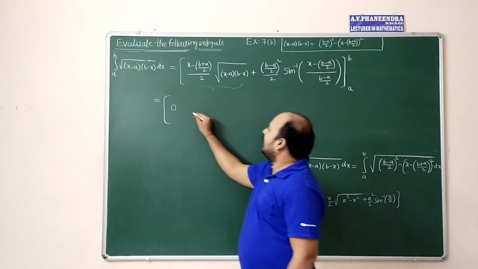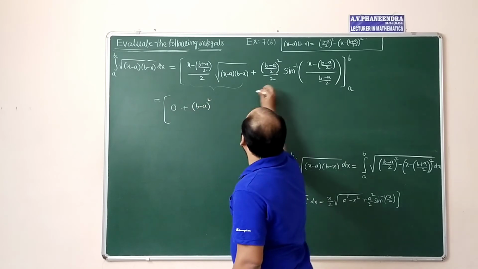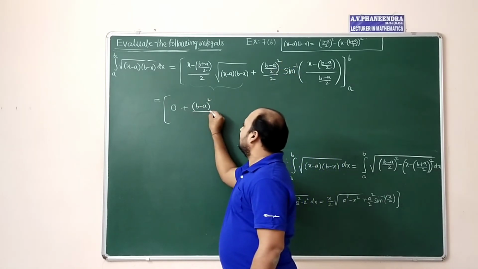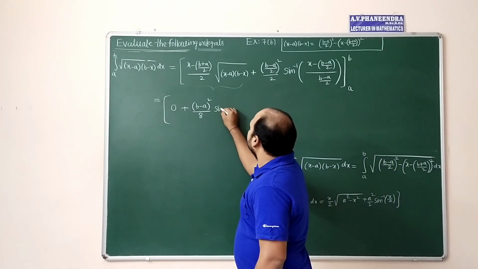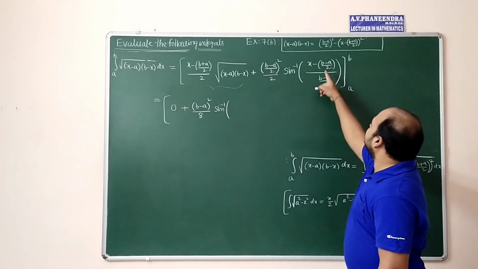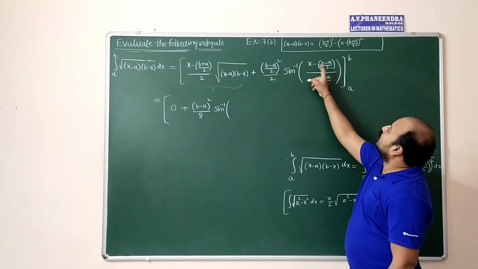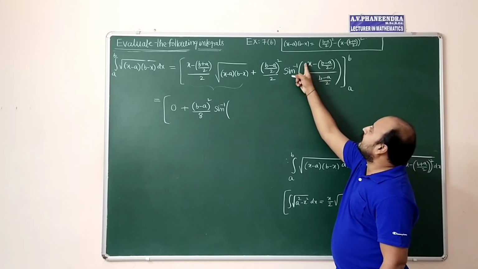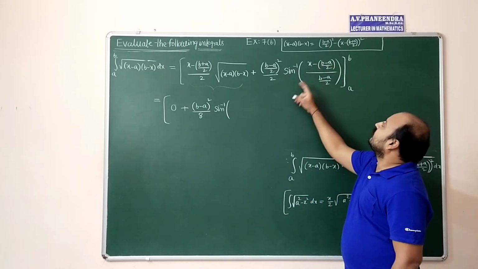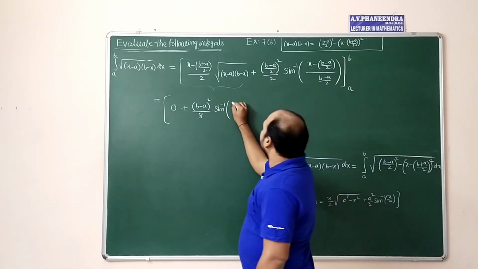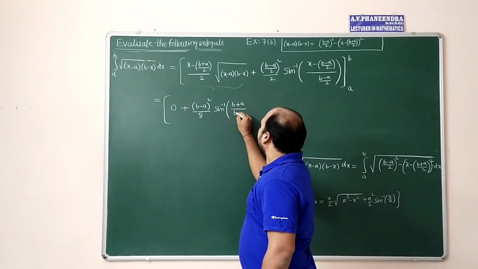Upper limit plus b minus a by 2 whole square. Here 2 square is 4, 4 into 2 is 8. B minus a whole square by 8. Sine inverse of x is equal to b, we are substituting. 2b, x is equal to b if you substitute there. 2b, here b is there. After taking LCM, 2b minus b. 2b minus b is b. Minus into minus is plus. So, b plus a divided by 2, here 2 get cancelled, b minus a.